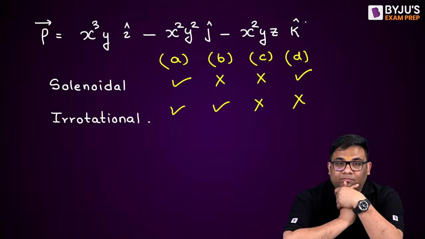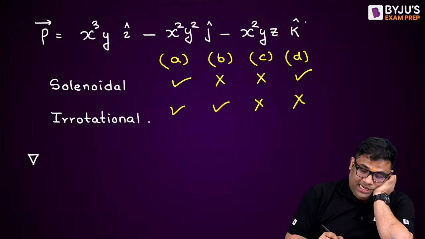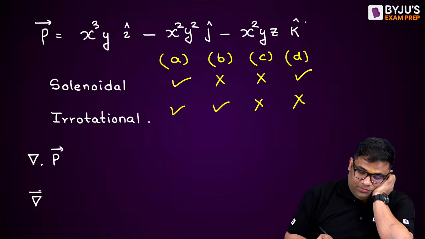B. Others. Okay, take your time. Check the divergence of this function and then tell the curl also of this function.